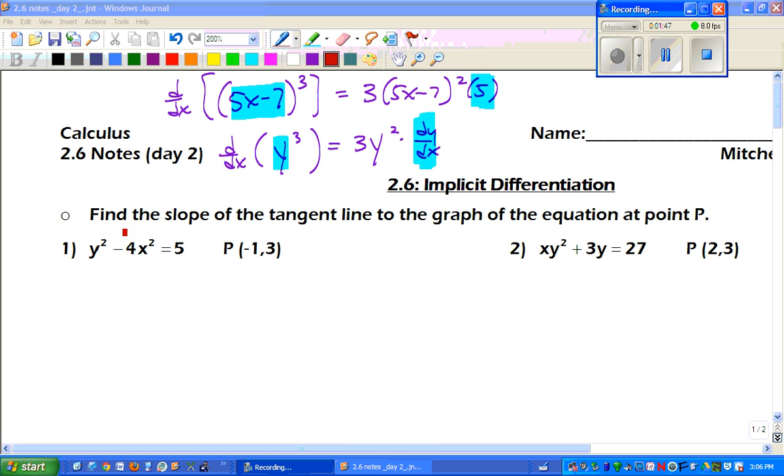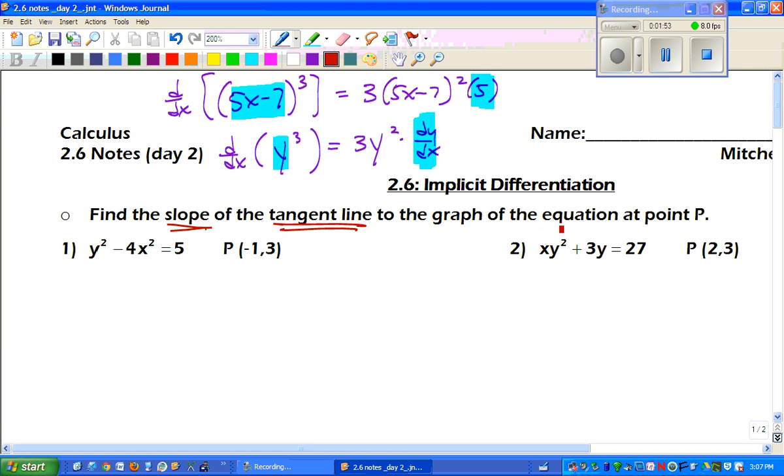Let's go ahead and take a look at number 1. Directions ask us to find the slope of the tangent line. Remember, that comes from the derivative at the point P. So we need to figure out the derivative of this. This is one where we cannot solve it for y first and then take the derivative. So what we're going to do is take the derivative as it is. And since this first part is y squared, we're going to take 2 times y to the first, but then we have to multiply by the derivative of y, which is dy/dx. Minus, this is all in terms of x, so that's fine. We're just going to get 8x. And our derivative over here is just 0, because the derivative of a constant is 0.